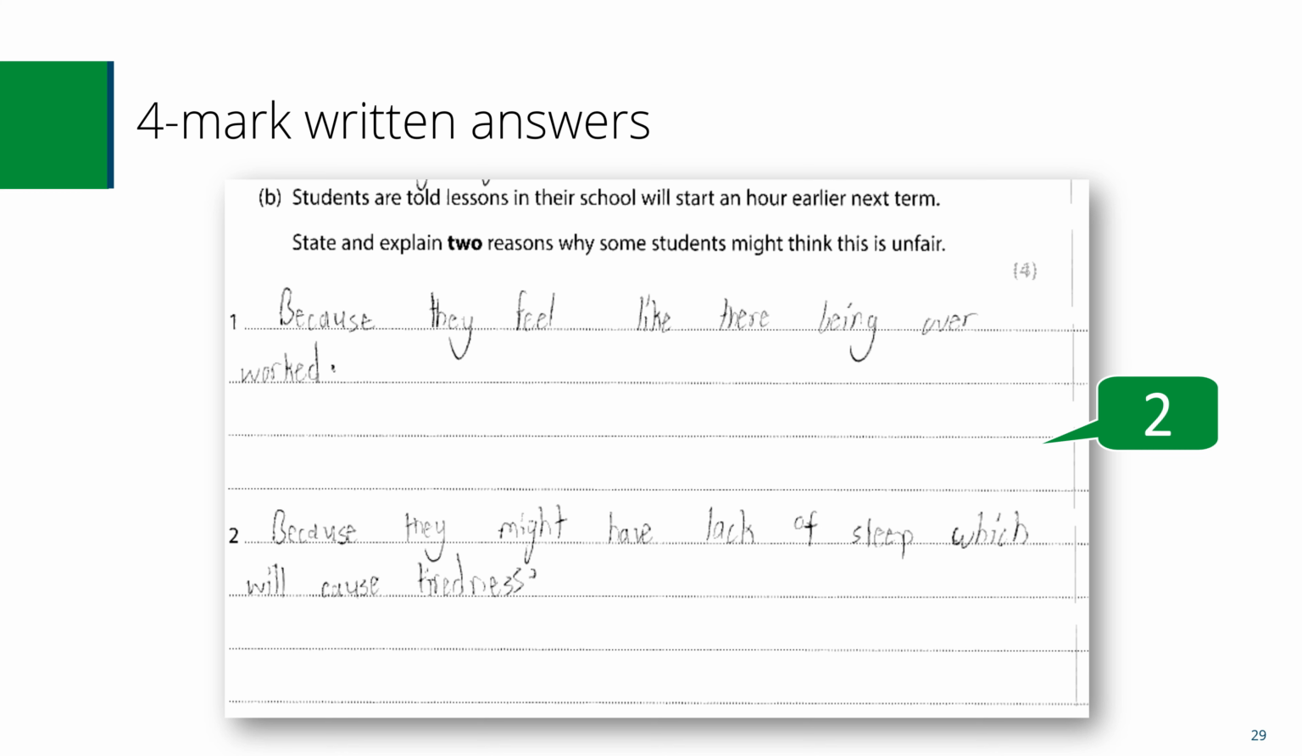This received 2 marks. There are 2 stated problems. Some students feel that they're being overworked. Some students might feel tired. But these are very short statements that don't really explain in any way the nature of these problems and how they could be seen as being unfair. It would be good if they might have developed the idea that the students who live furthest away from school might be worse affected than others, which would convey a sense that it's unfair.